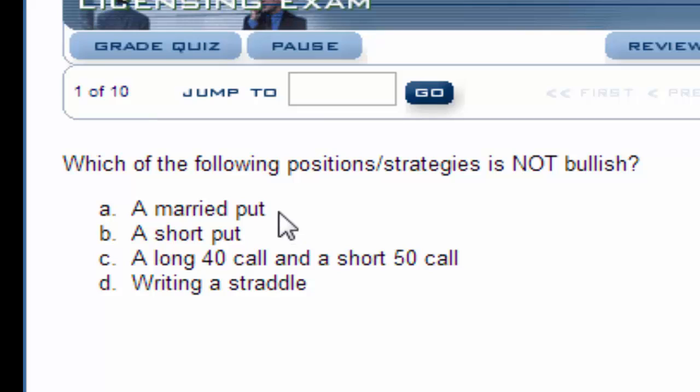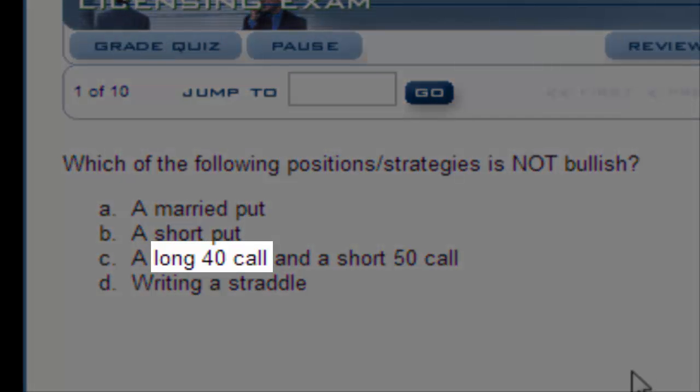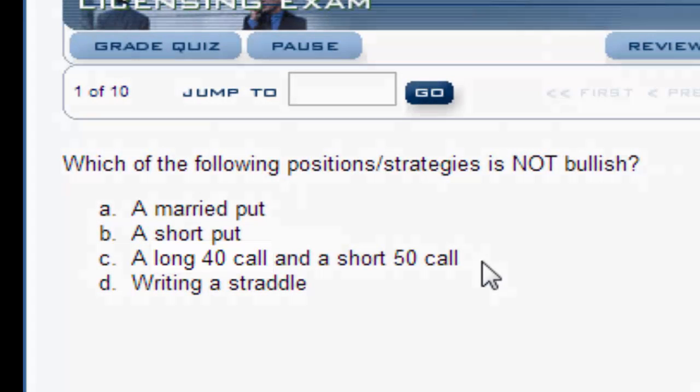I'm going to look at C next. So C is a long 40 call and a short 50 call. Now, I recognize a long call and a short call is a spread transaction. And with spreads, you look for the dominant leg of the spread. Now, how do I determine the dominant leg in a call spread? It would be the lower strike price. So the 40 strike is the dominant leg. If you go long a 40 call, that's a bullish trade. Whenever you go long or buy calls, that's bullish. So even though there's a short call in here, which is bearish, it is the dominant leg of the long 40 that makes this also a bullish trade. Therefore, C couldn't be the right answer.